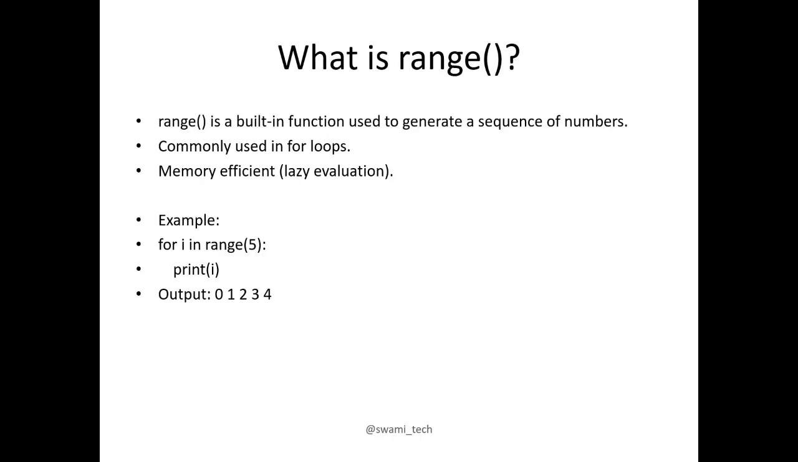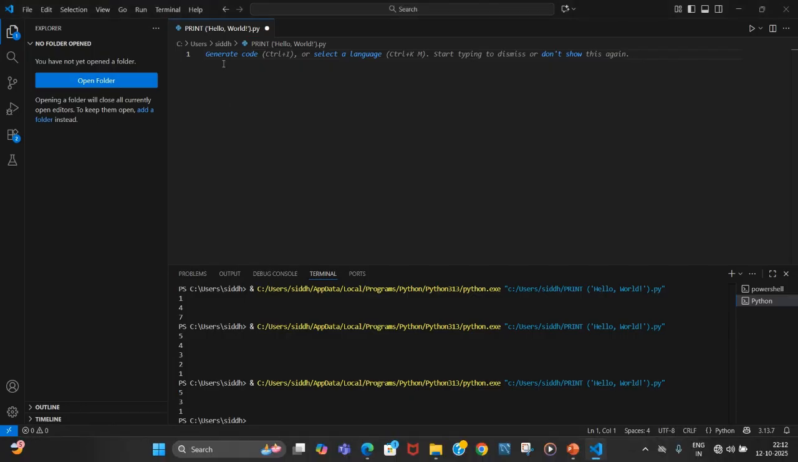What is a range? Range is a built-in function that generates a sequence of numbers. It's most often used in loops, especially for loops. What's cool is that it doesn't actually store all numbers in memory, it generates them one by one, which makes it memory efficient. So let's see an example of a range.